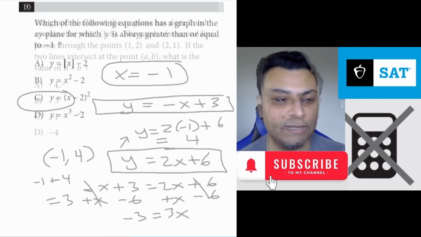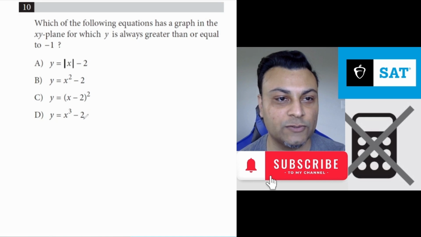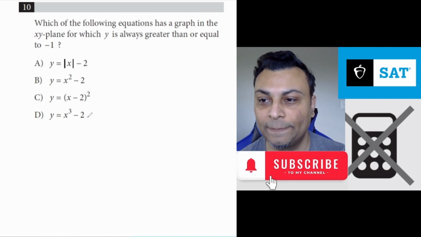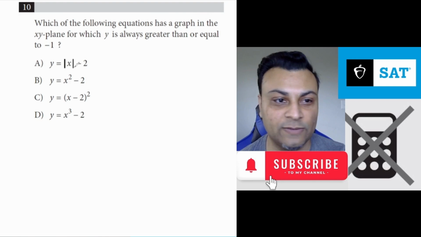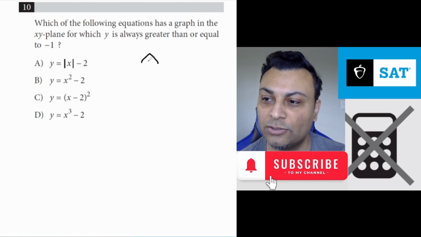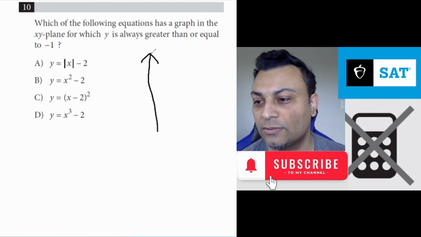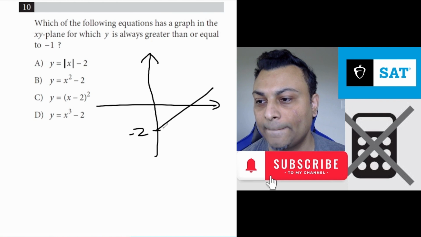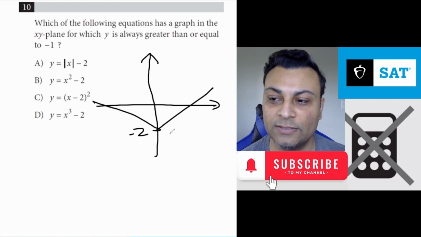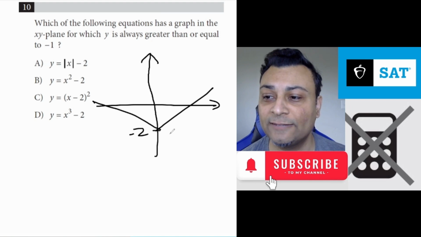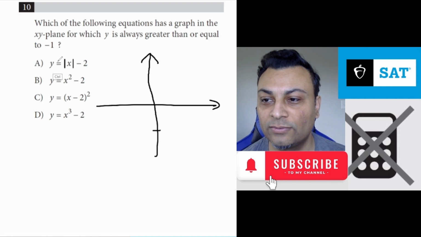which is B. Question 10 says, which of the following equations has a graph in the xy plane for which y is always greater than or equal to negative 1? Now, the first graph is the absolute value graph, and it's been translated down by 2 units. So it will look like this, negative 2. The problem with this graph is its y is always greater than or equal to negative 2, not negative 1. So that's not our graph.